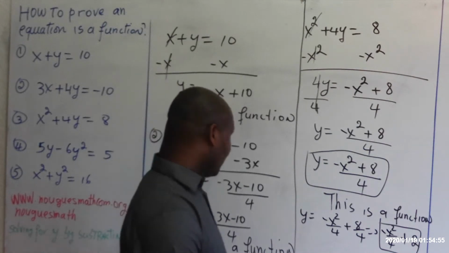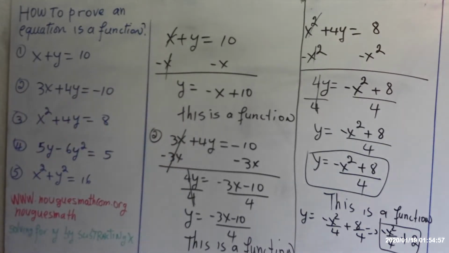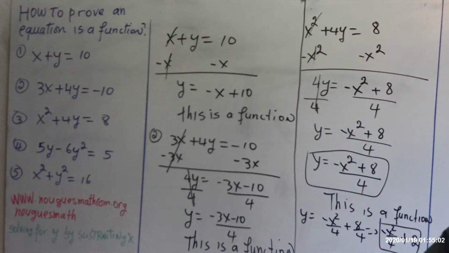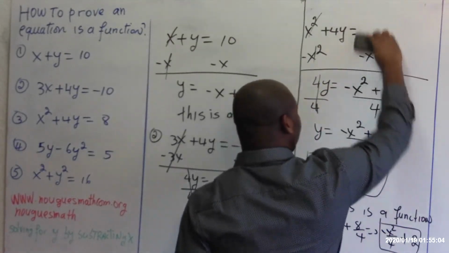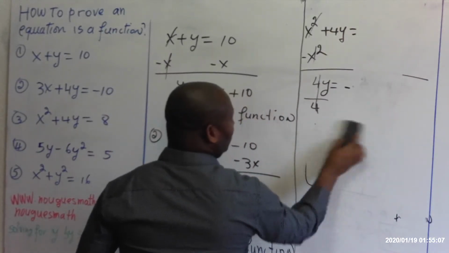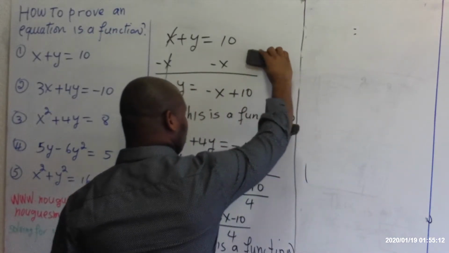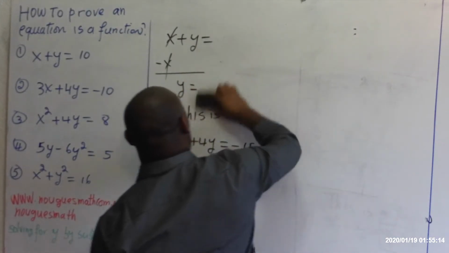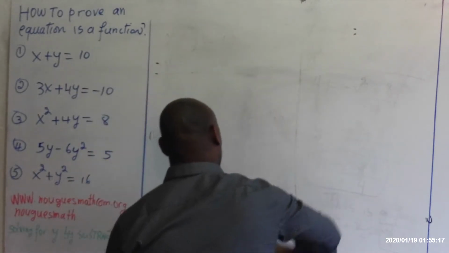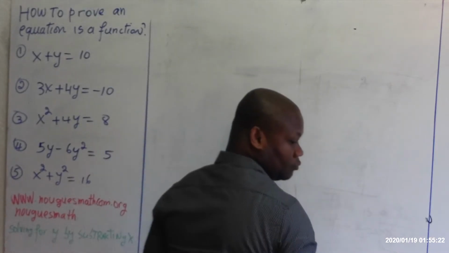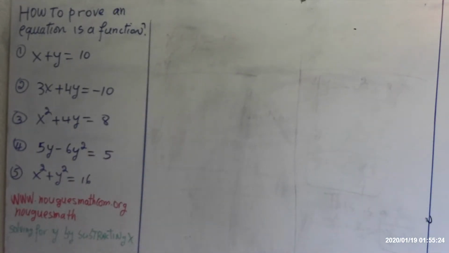Alright. So we have exercises 4 and 5 left. We're going to do that. Before we do that, let me erase. We need more space. Let's erase and clean the table.